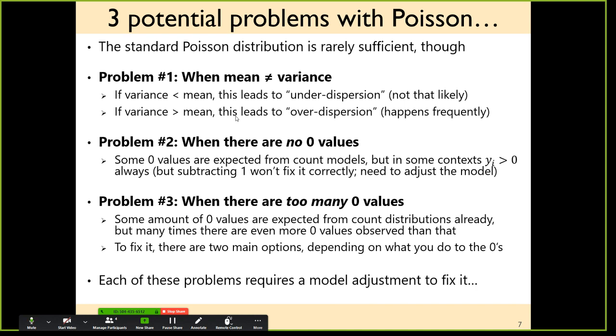So there's three ways that that one type of distribution can be inadequate. One is if the mean is different than the variance. This idea of having too much or too little variance is called dispersion. It goes back to basic intro stat. You have measures of central tendency, you have measures of dispersion, right? Where that's like standard deviation, variance, and interquartile range. So if you don't have enough variance, if the variance is smaller than the mean, that's under dispersion. If you have too much, it's over dispersion. That's the far more common one. So let's fix just that one for right now.